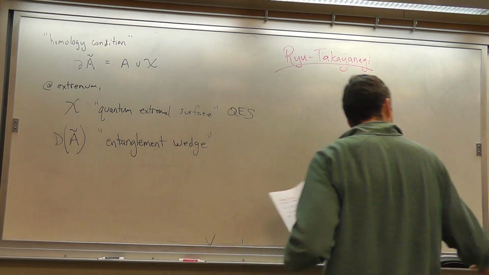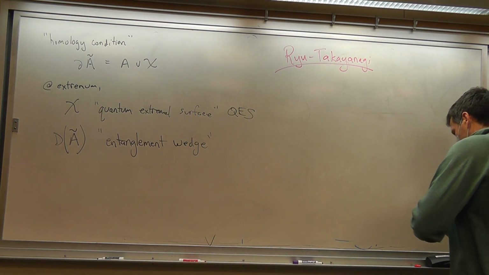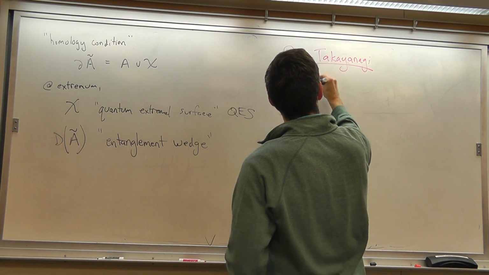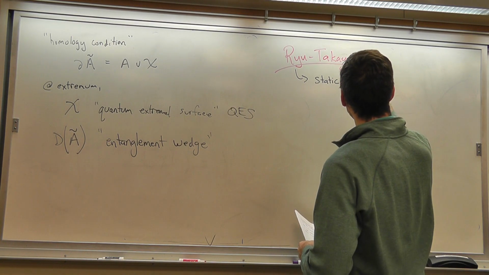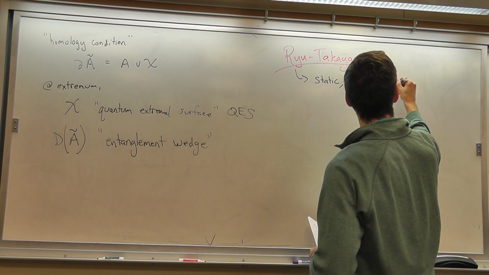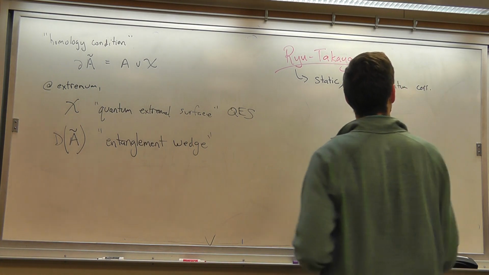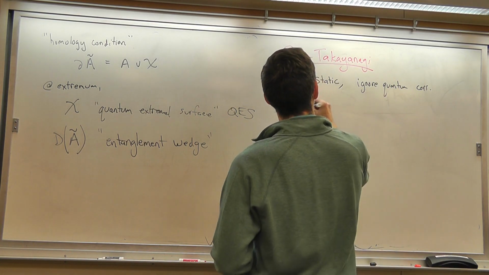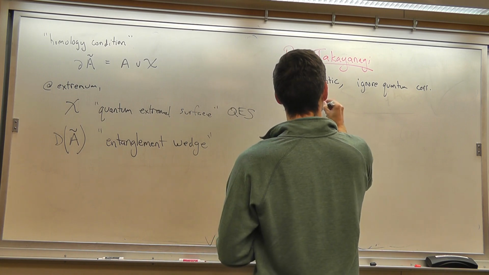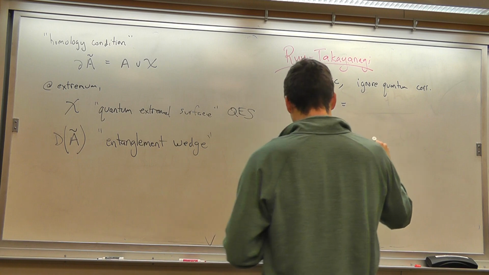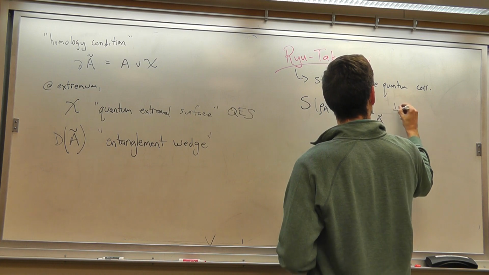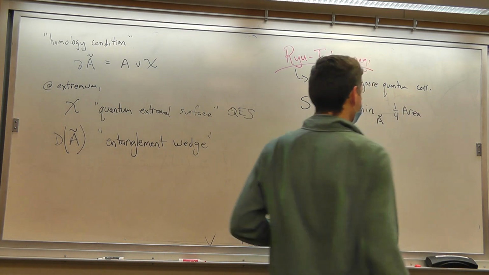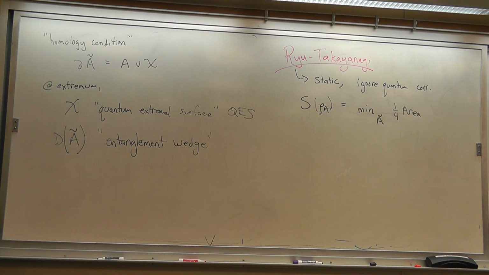Specifically, the Ryu-Takayanagi formula refers to the situation where it's a static space-time, and we ignore the quantum corrections. In this case, the entropy formula reduces to S of rho A is just the min over A tilde of 1/4 the area. So that's a much simpler looking formula. That's the first one that was understood.